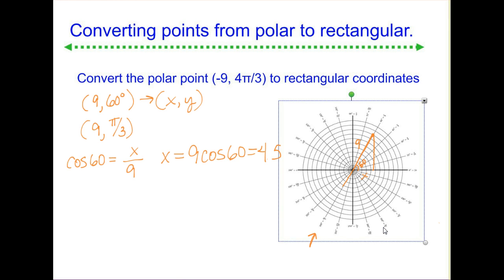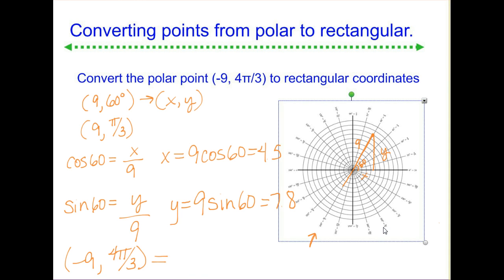And the same thing goes with the y value. If I use the sine, I know the sine of 60 is the opposite, and the opposite on this one is my y value. So that'll be y over 9. Or I can just say y equals 9 times the sine of 60. And if I put that on my calculator, I'm going to get 7.8 about. So now we can say that this point, -9 comma 4 pi over 3, is the same as 4.5 comma 7.8.